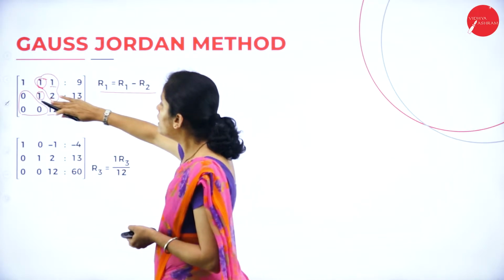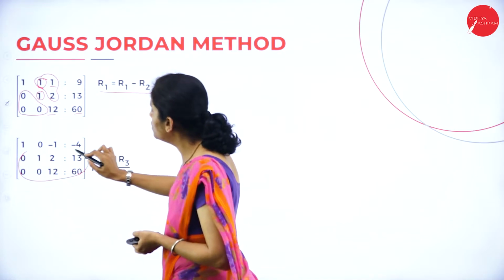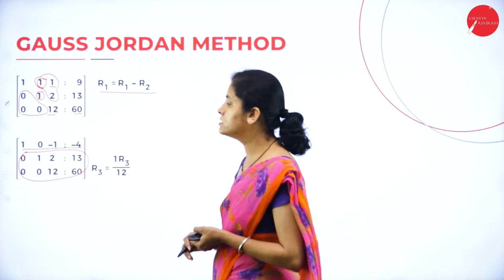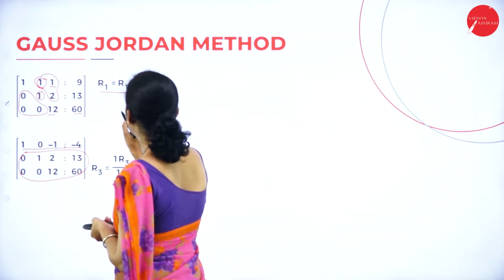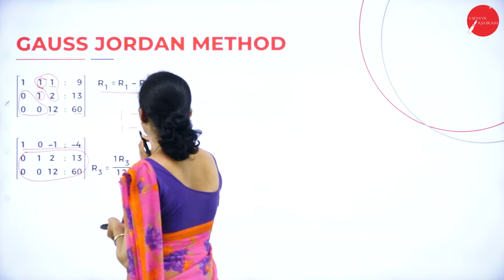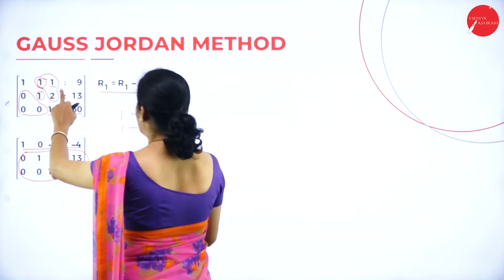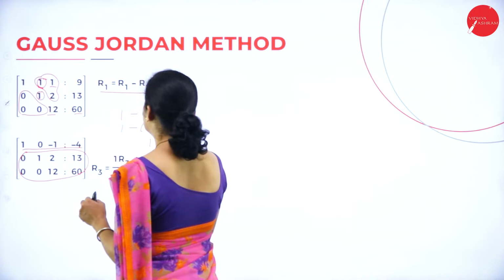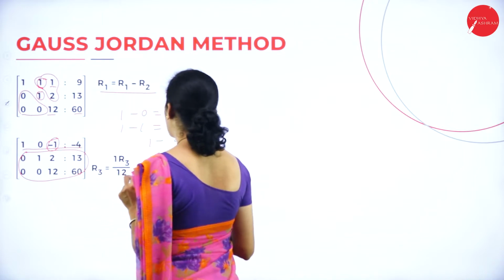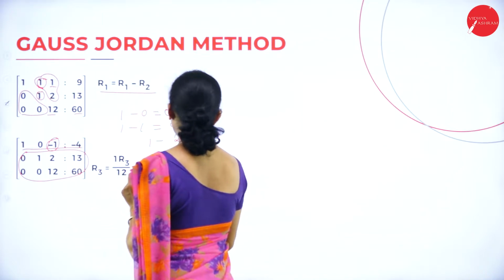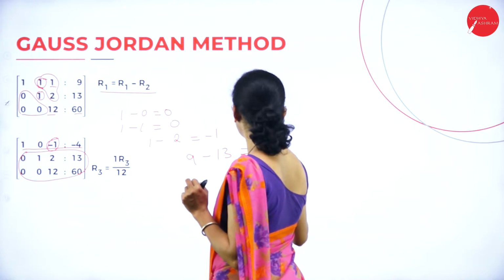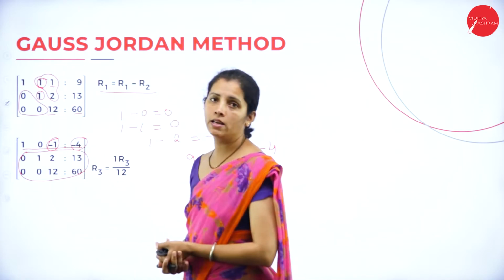Okay, so what I will do, I'll write the second row and third row as it is, and I'm going to change only the first row. So what is R1? 1 minus 0, so it is 0. Now 1 minus 1, it is 0. Next I have 1 minus 2, so I'll get minus 1. Next, what is R1? That is 9 minus 13. So I'm going to get the answer minus 4.